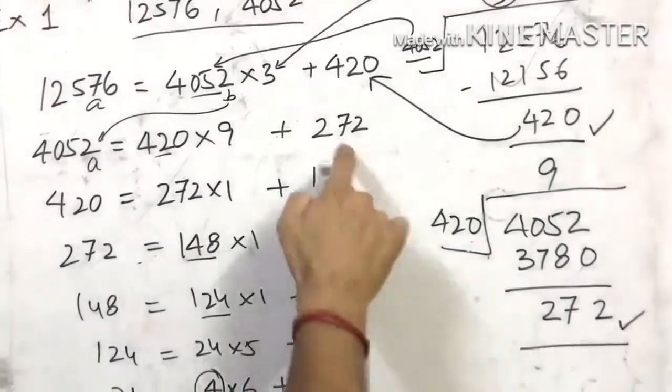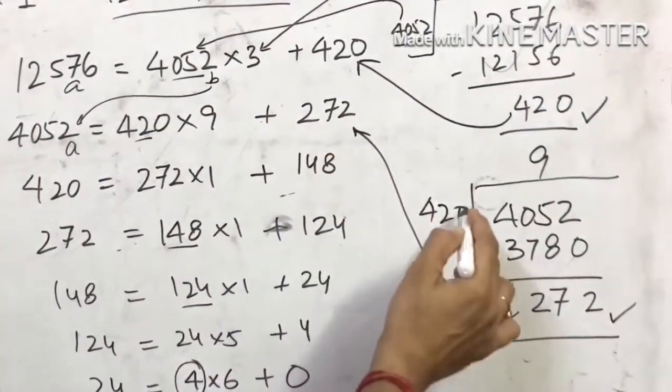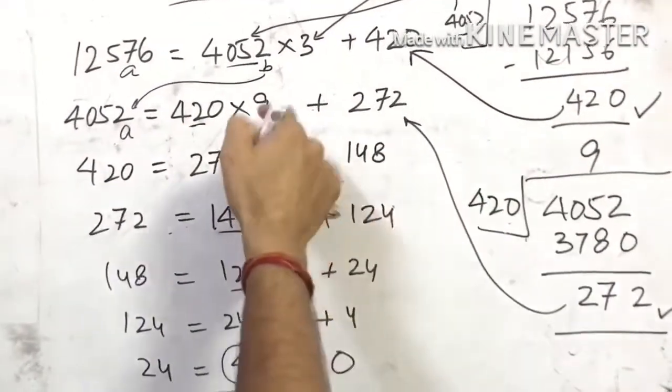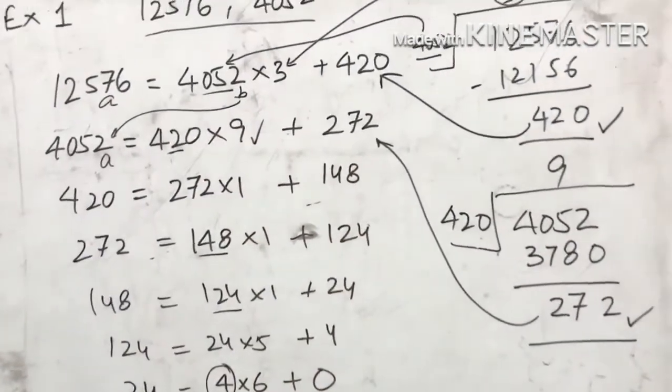Now you can see this is the remainder. So that's why you have got 272 here. 420 is this and 9 is here. I think you got this division, Euclid division lemma.